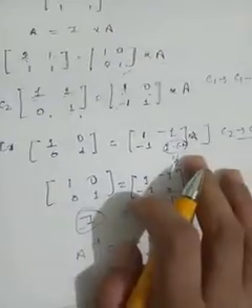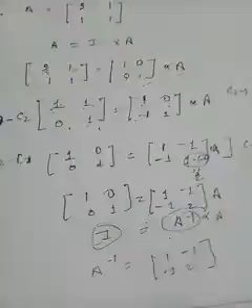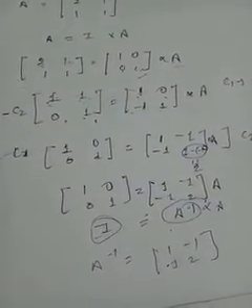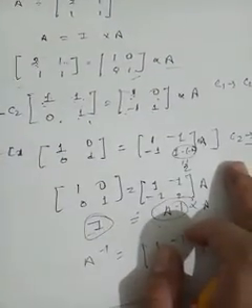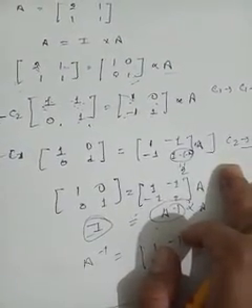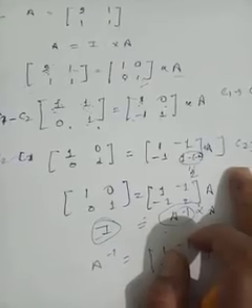So solve your questions, beta, and ask if you have any problem. In this way you can do it for another 2 cross 2, 3 cross 2, 3 cross 3 also. So ask your problem.